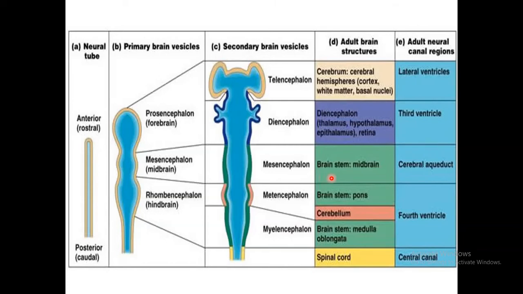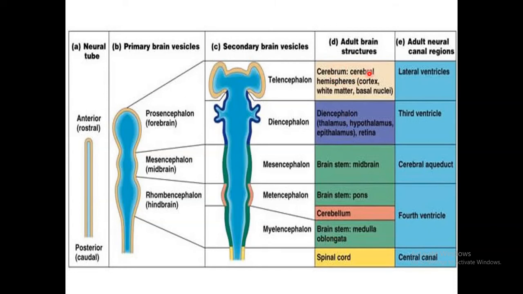Mesencephalon gives rise to the midbrain. Metencephalon gives rise to the pons and cerebellum. It is a very, very important MCQ. While the myelencephalon gives rise to the medulla oblongata. So the brainstem consists of midbrain, pons, and medulla, while the hindbrain consists of pons, cerebellum, and medulla oblongata. The midbrain is not included in the hindbrain. It is very, very important.